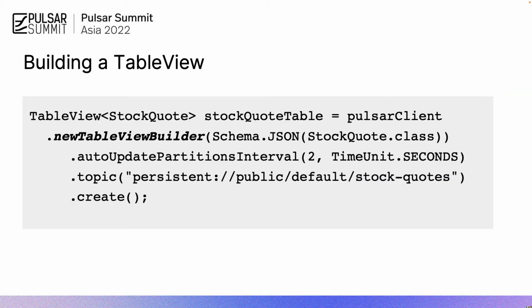Let's begin with the basics. Here's an example of how easy it is to create a TableView object using only a few lines of code. You need to specify only a few configuration details, such as the topic you want to view as a table and its schema type, along with the update cycle here as 2 seconds.